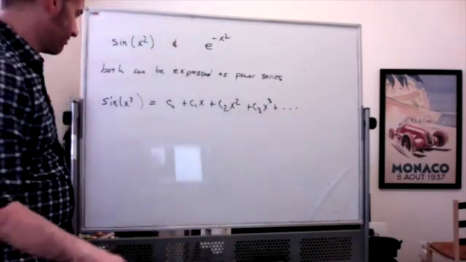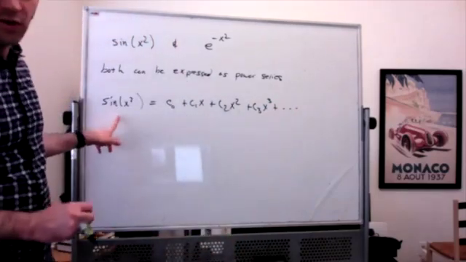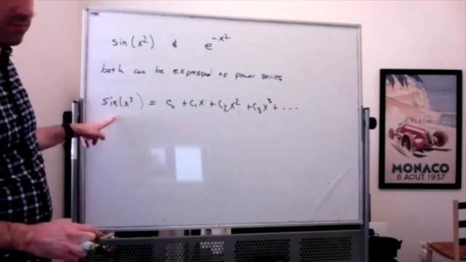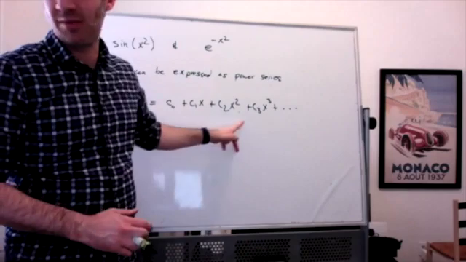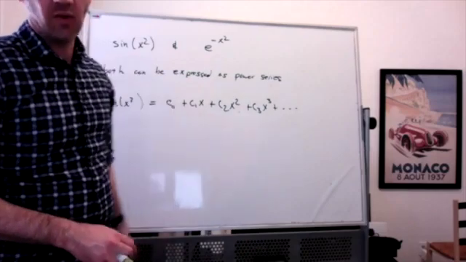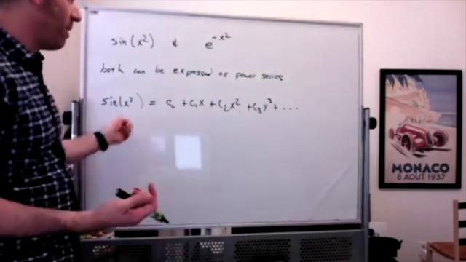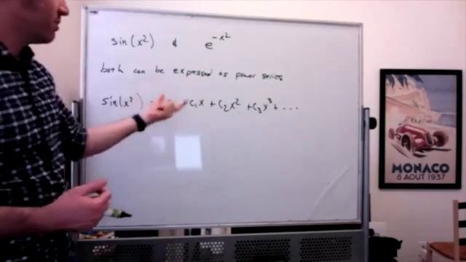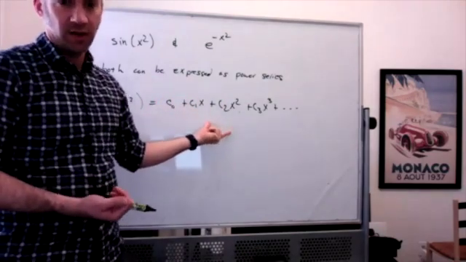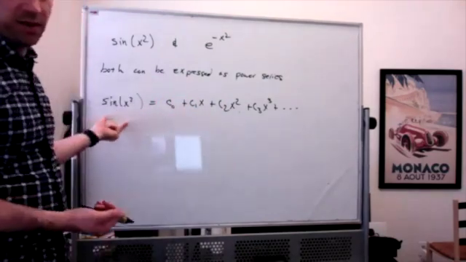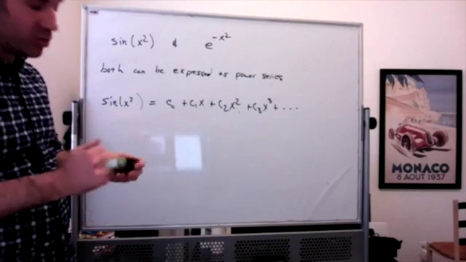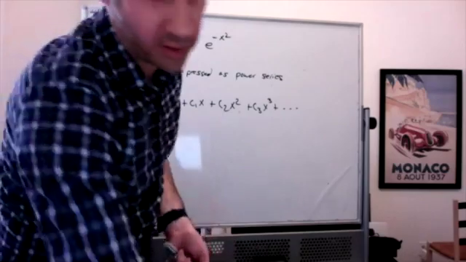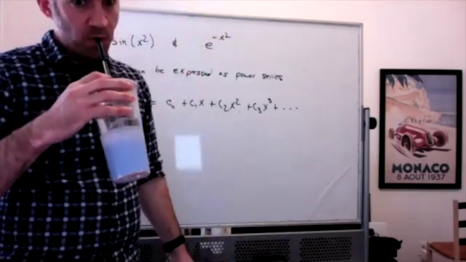And here's the thing. This function can't be integrated. Neither can this. We definitely are capable of integrating that. So one nice thing about power series is that you can use a power series approximation to then integrate something that we couldn't have integrated before. So that's kind of nice. That is a useful thing about power series.